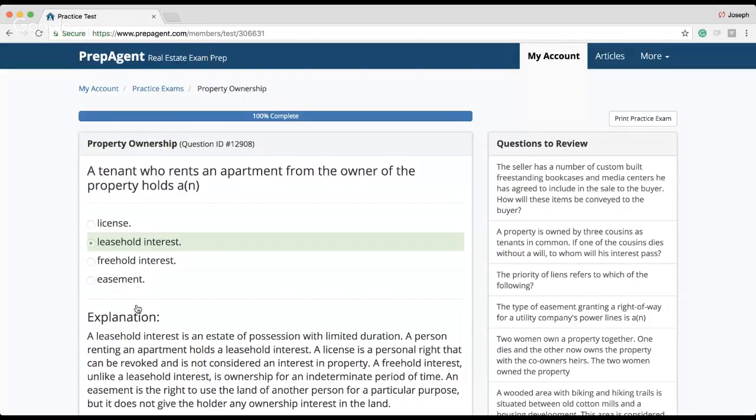Which type of less than freehold estate would it be if you had somebody who stayed in the property but did not pay their rent? Good. Estate at sufferance. The landlord is suffering. Good job.